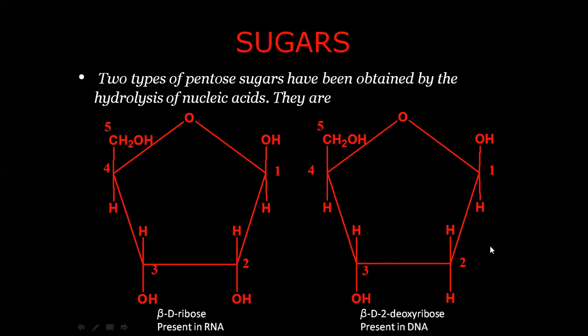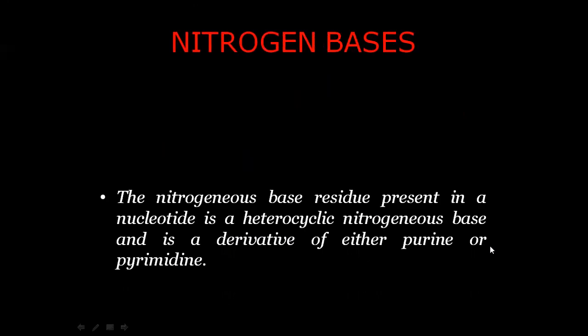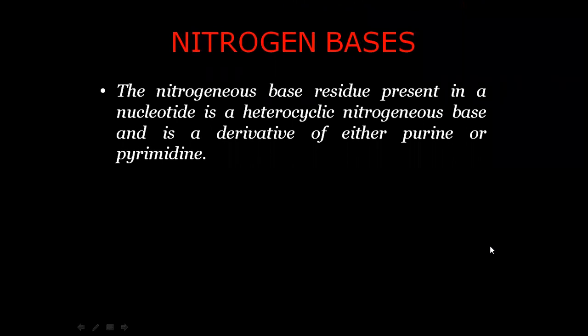Coming to the next, that is the nitrogen bases. In all, there are 5 nitrogen bases, and they are heterocyclic nitrogenous bases.